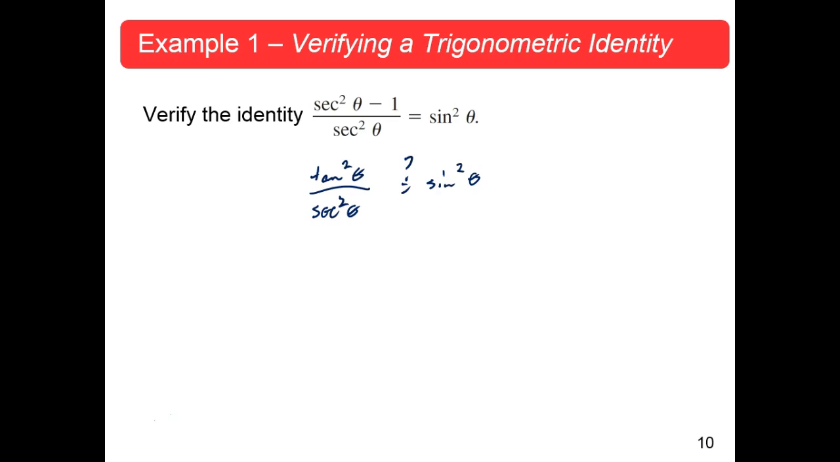Now my favorite approach is to get everything in terms of sine and cosine. What is tangent squared in terms of sines and cosines? Sine squared theta over cosine squared theta, over, and what's secant squared in terms of sines and cosines? 1 over cosine squared theta. Perfect. And now what do you notice?